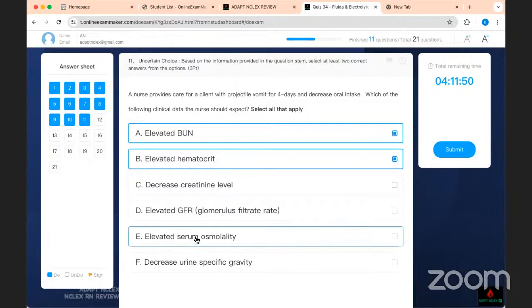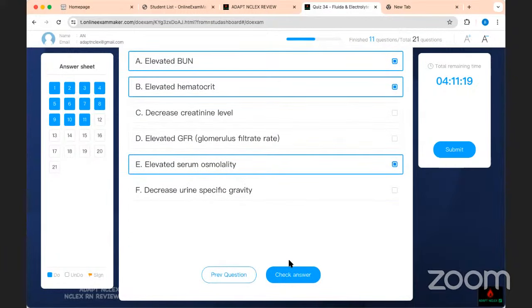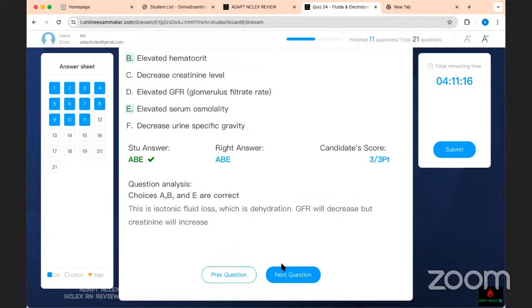Your serum osmolarity is going to go up. Your urine specific gravity is going to go up because you're absorbing all the fluid that you can. So this is what it's going to look like. This is a classic board question. They can give you pyloric stenosis, a patient who's been vomiting, and you've got to figure it out. You've got to think about each of them. You can't memorize this. So those are the right answers.